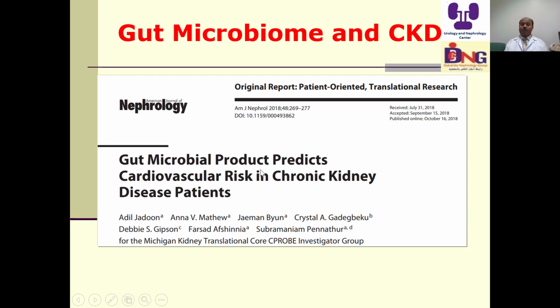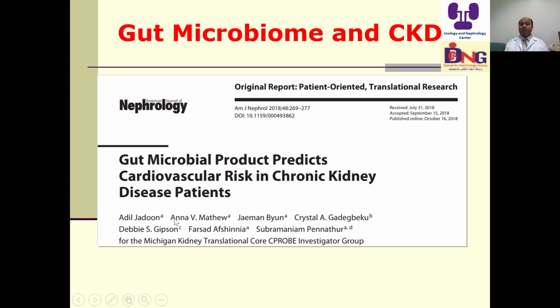The gut microbiome is unhealthy in chronic kidney disease, so there is a bidirectional relationship. Chronic kidney disease is associated with abnormalities of the gut microbiome. This is known as dysbiosis, and abnormalities of the gut microbiome lead to release of uremic toxins.